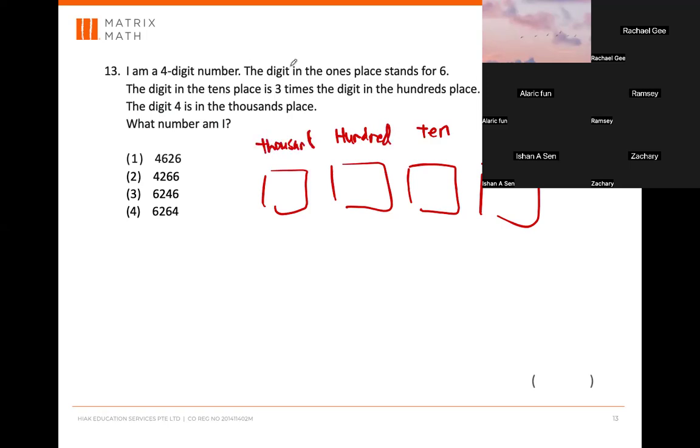So you can read one by one. The digit in the ones place stands for 6. So you can put this first digit here. The digit in the tens place is 3 times the digit in the hundreds place. So, okay, I'm not sure what my hundreds place is. I don't know what my tens place is, so I read on. The digit, okay, 4 is in the thousands place. Here you go. So what number am I? So this is actually very good because it's given in MCQ questions, okay?